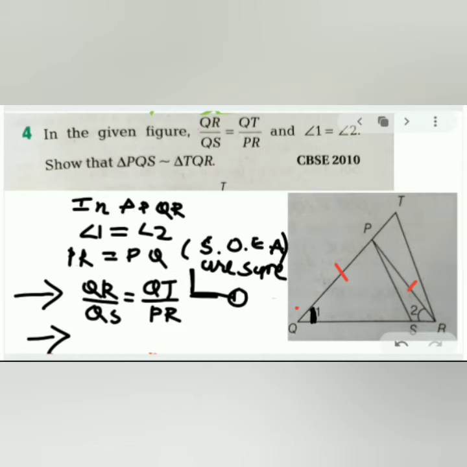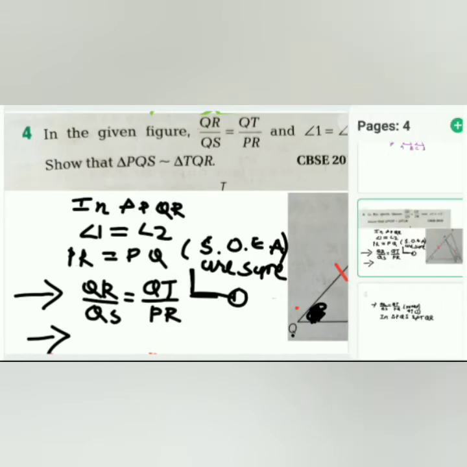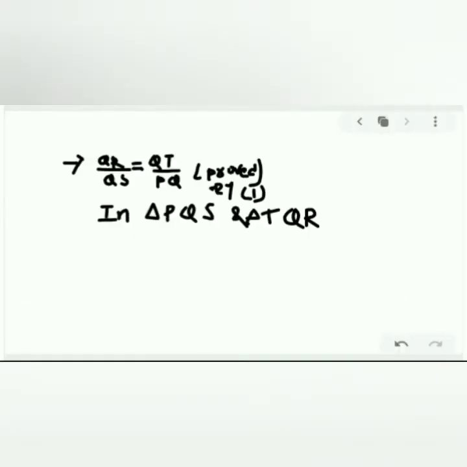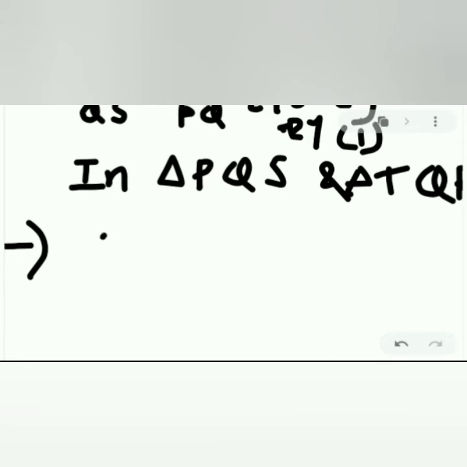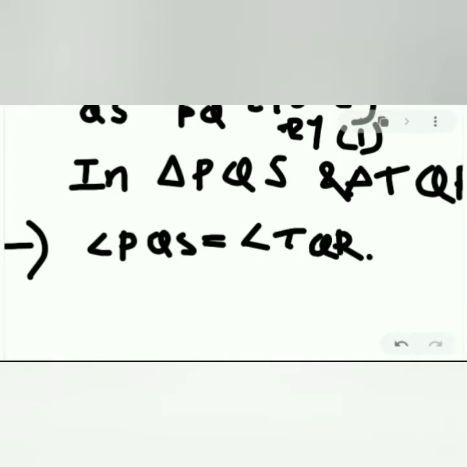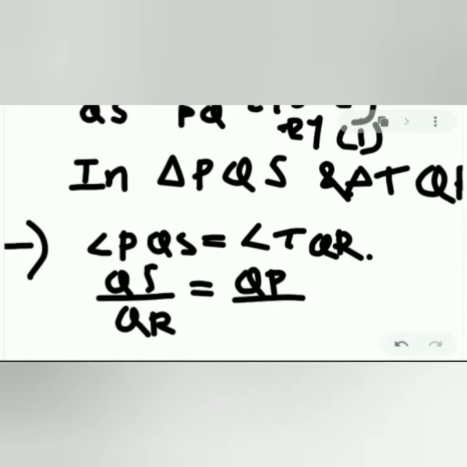In triangle PQS, that angle 1 is also there. And in triangle TQR, there is Q. The angle is the same, but the name will be different, so we will write it another way. Here we write angle, not triangle: angle PQS equals angle TQR, and the ratio as we wrote from 1, that is QS upon QR equals QP upon QT.